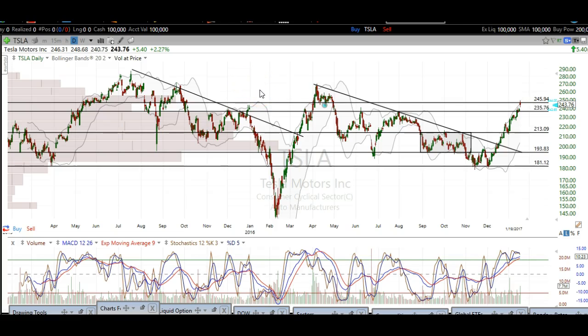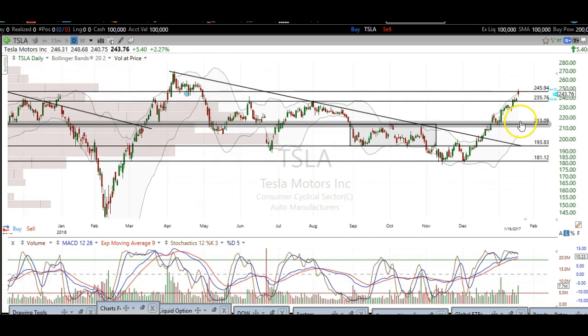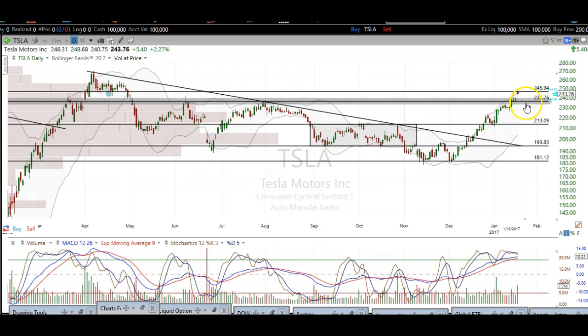Obviously, it's a very bullish stock right now, and I do think it's going to be headed higher here, but I think some dips are some good opportunities to buy some longs. We have support down here. Now that we broke over this resistance, it's going to be support at 235.